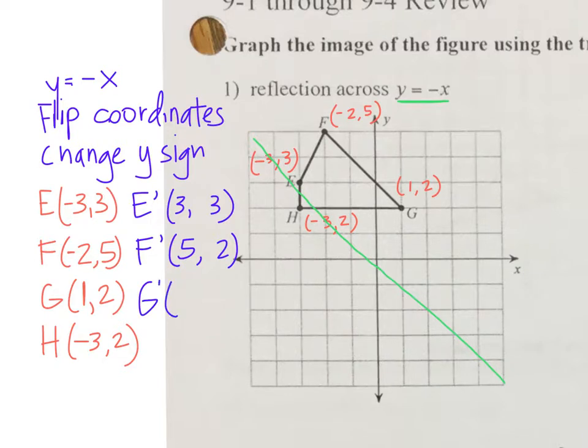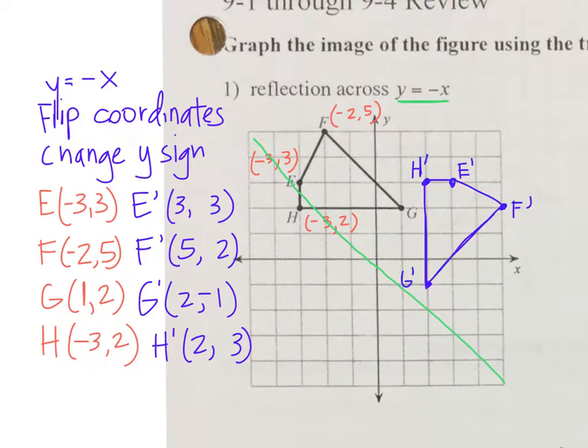G, it's 1, 2 on the original. The new one will be 2, 1. But I have to change the sign of the y, so I have to make it a -1. And the H, it's -3, 2, so I changed that to 2, -3, and then I changed the sign to make it a +3. Now we're going to graph this, and we'll have a reflection across y equals -x. So I graphed those points, and that is our new image. You may need to hit pause to keep up.